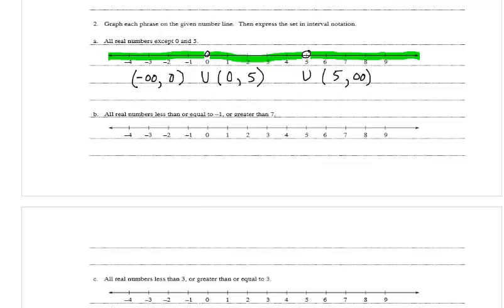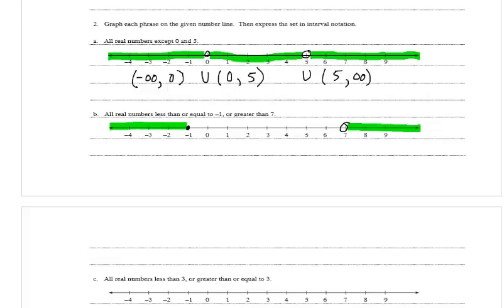In B, we have all real numbers less than or equal to negative 1. Because it says less than or equal to, we're going to put a solid dot, and we're going to shade everything less than negative 1. And now we have or greater than 7. Because 7's not included, I'm going to use an open circle. And now we're going to shade everything greater than.